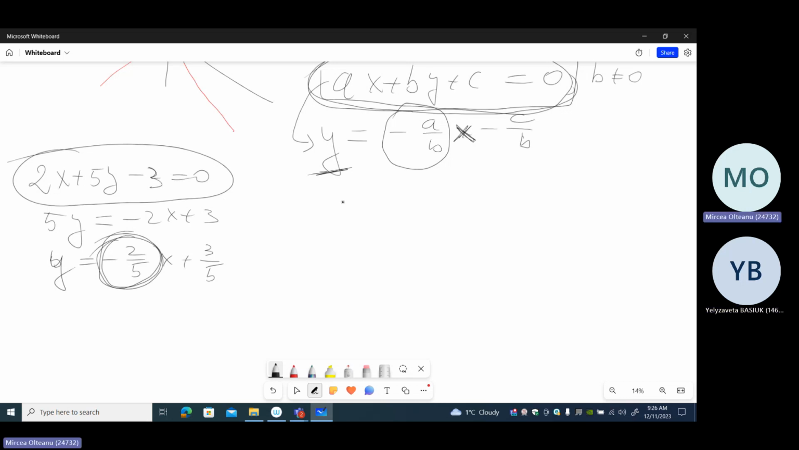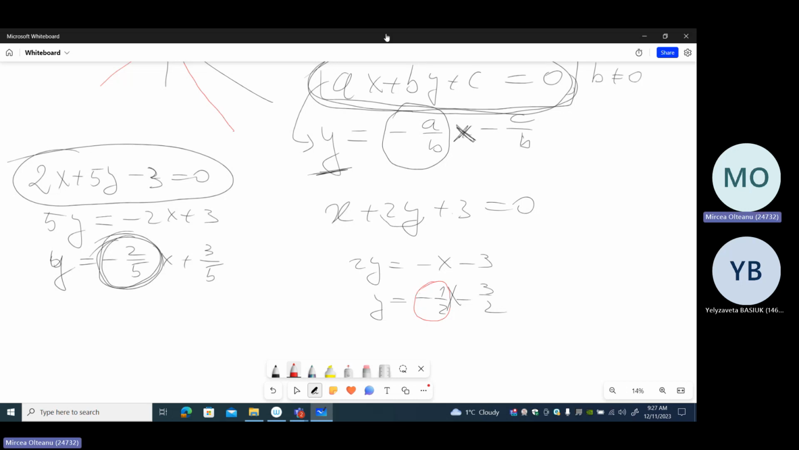Yes. For example, another, if we take x plus 2y plus 3 equals 0, how can we compute the slope here? We explicit y. 2y equals minus x minus 3. So y equals minus 1 over 2 x minus 3 over 2. Sorry, here it's x. So the slope is the coefficient of x. This is it. The slope here is minus 1 over 2. Yes?